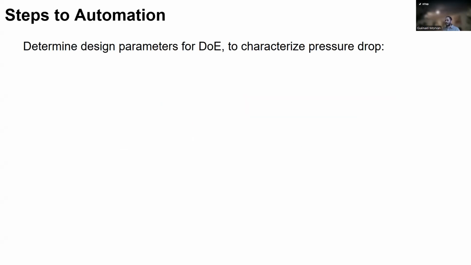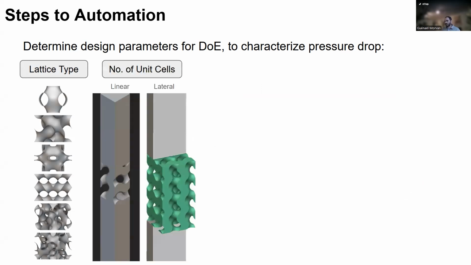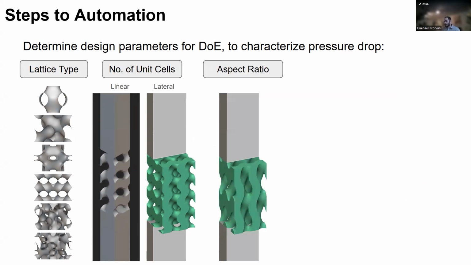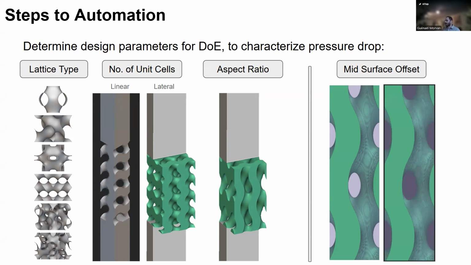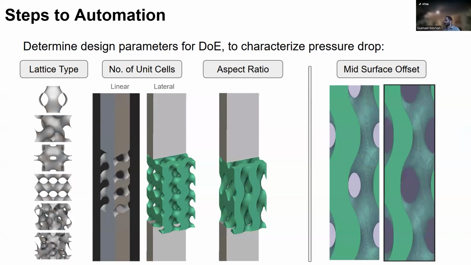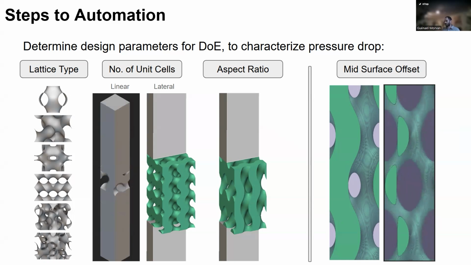For instance, the first step in the automation is to determine the design parameters. In that case, let's say we are going to change the lattice type as well as the number of unit cells, meaning increasing the unit cells. The aspect ratio, so here we are stretching the gyroid in the flow direction. And the mid-surface offset that is changing. The mid-surface offset enables you to get one fluid domain that is bigger or smaller than the other one. So that's another feature that you can do in nTop.